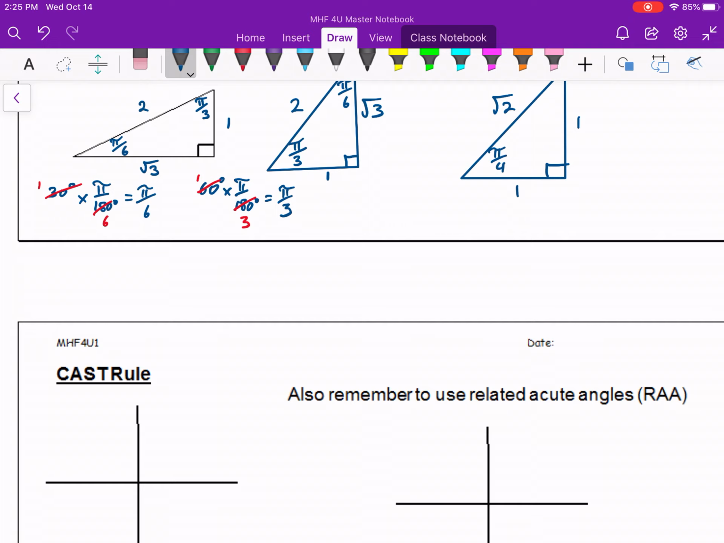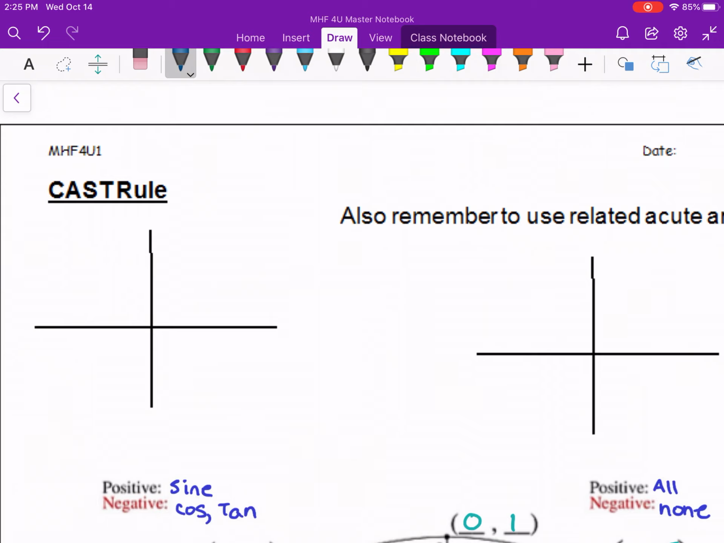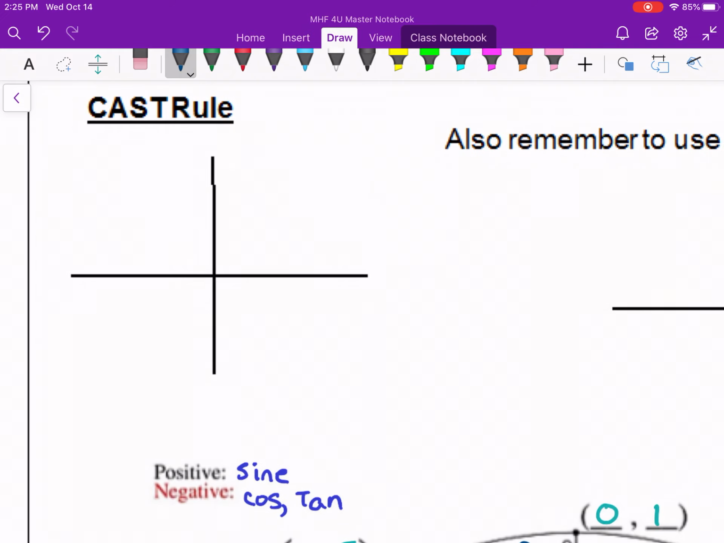Also, we had a CAST rule. So the CAST rule was something to remind us about what's positive in which quadrant. So CAST rule went CAST like this. That was to remind us that all trig ratios are positive in quadrant 1. And in quadrant 2, just sine is positive, and cos and tan are negative.